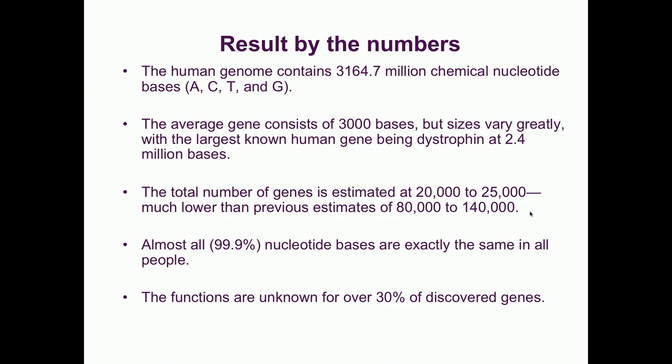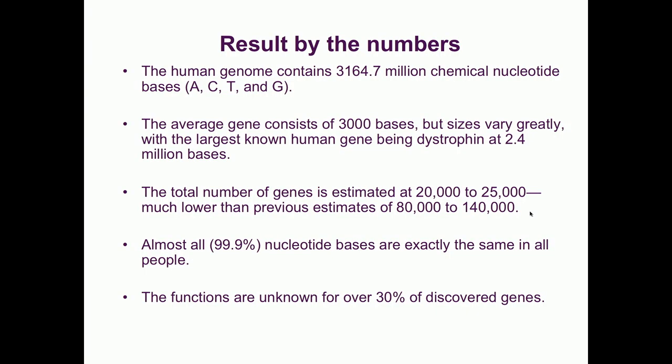So what did we learn by this? Well, the human genome contains, as I said, 3,164.7 million. That's over 3 billion of these A's, C's, G's, and T's. The average gene is about 3,000 of those letters long, and it varies greatly in size. The largest gene, I think, that we know is the human gene for dystrophin, which is 2.4 million bases, that gene by itself. So we learned that the number of genes is approximately a little bit more than 25,000 now, and it's much lower than the original estimates of 80 to 140,000 genes.